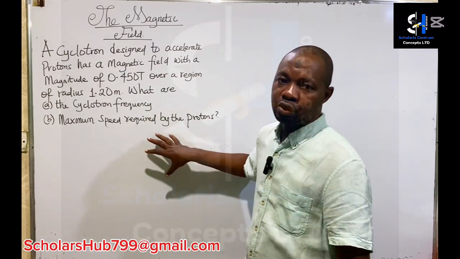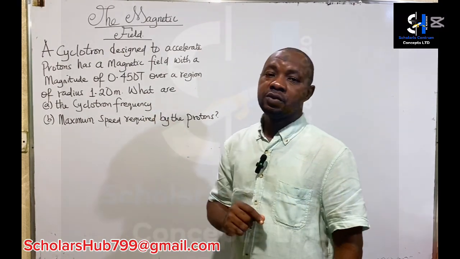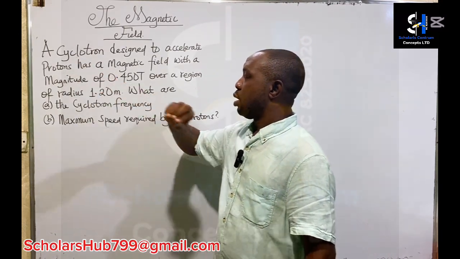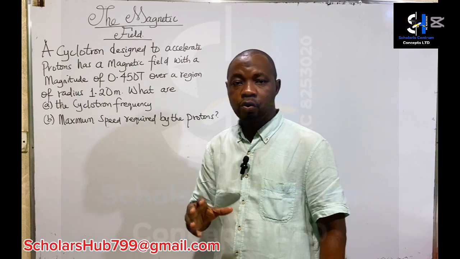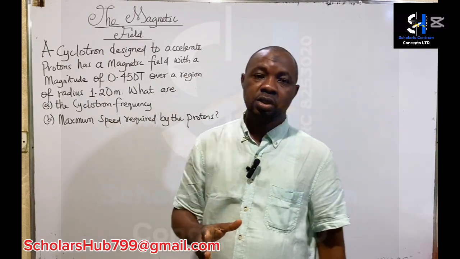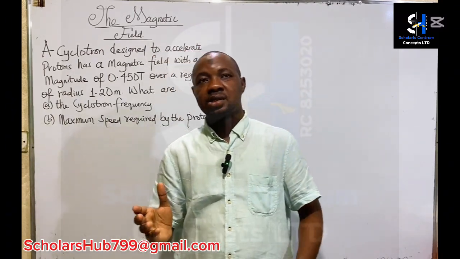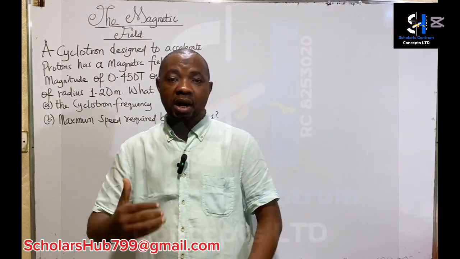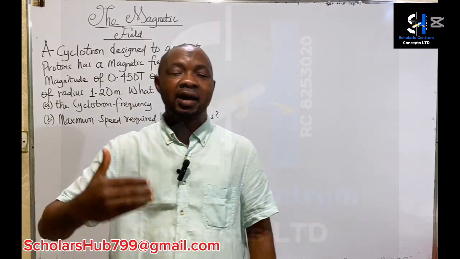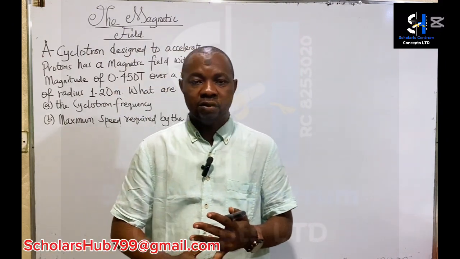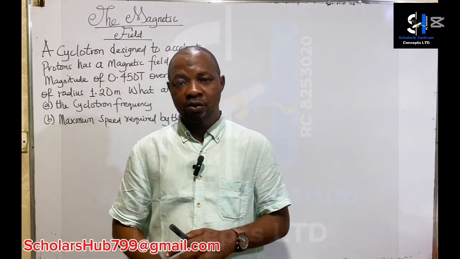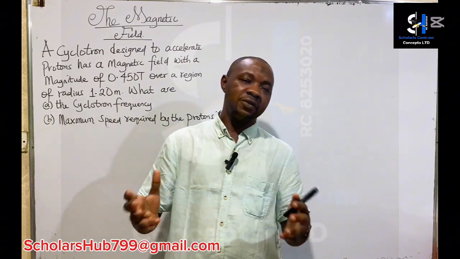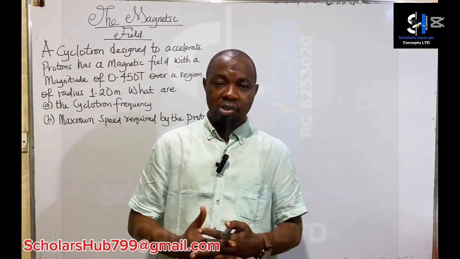So we have another question on magnetic field, and this is another question about what we call the cyclotron, a particle accelerator. When we talk about particle accelerators, that is when charged particles are accelerated to very high energies in electric field and magnetic field. So that's what we call a particle accelerator, and we have different types of particle accelerator.